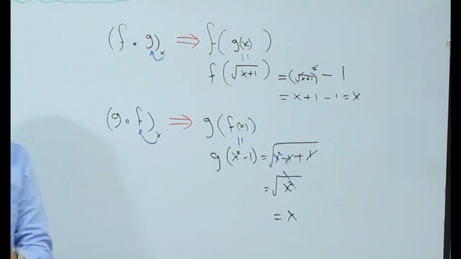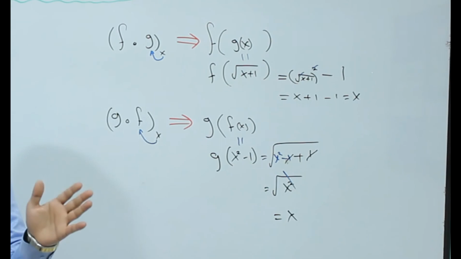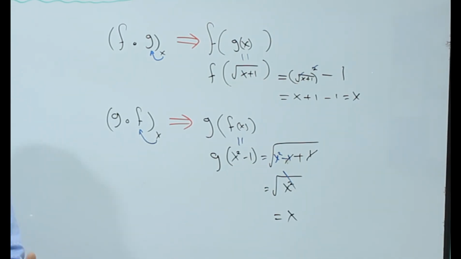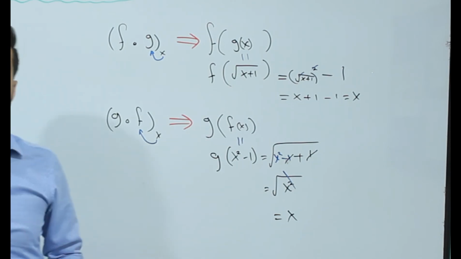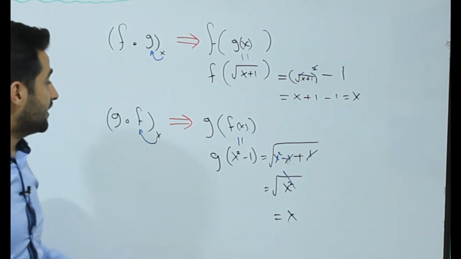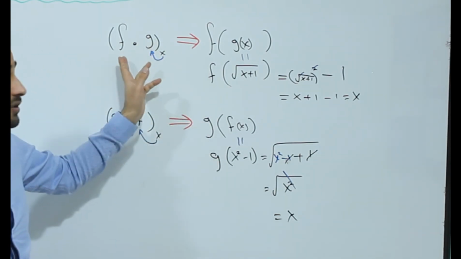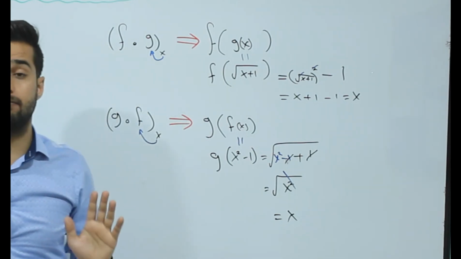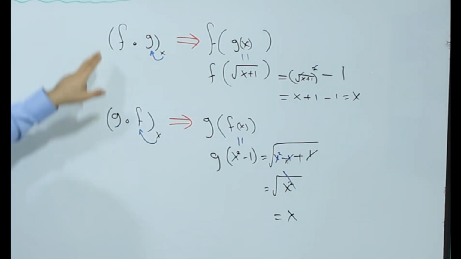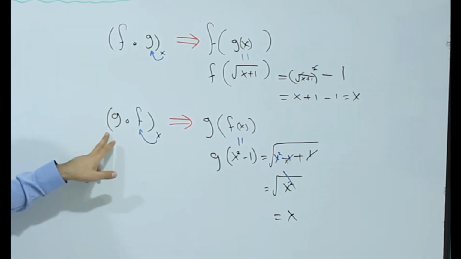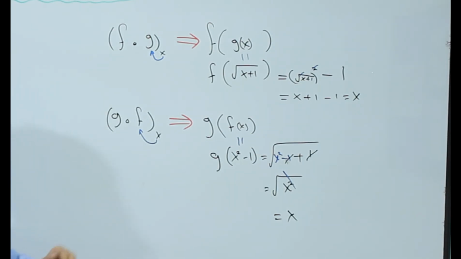Maybe you will say all real numbers, but don't decide like this. Please, for domain and range, it will be hard for you guys. Click the description below. This is all about the composite function. But guys, f of x is not equal to g of x always.